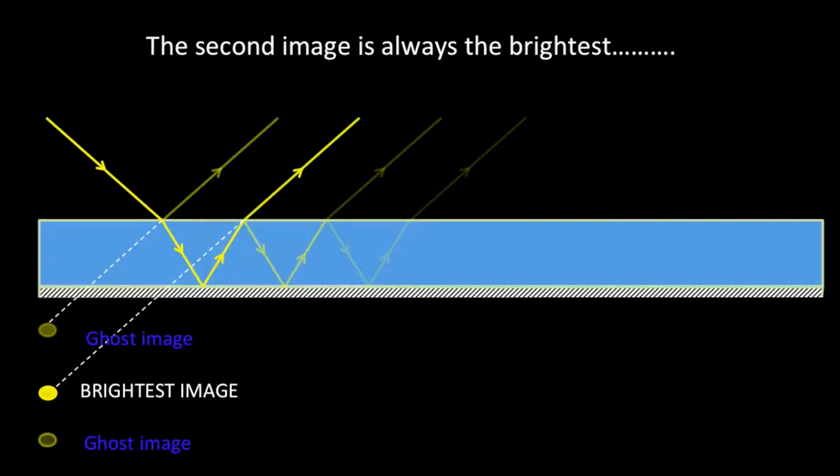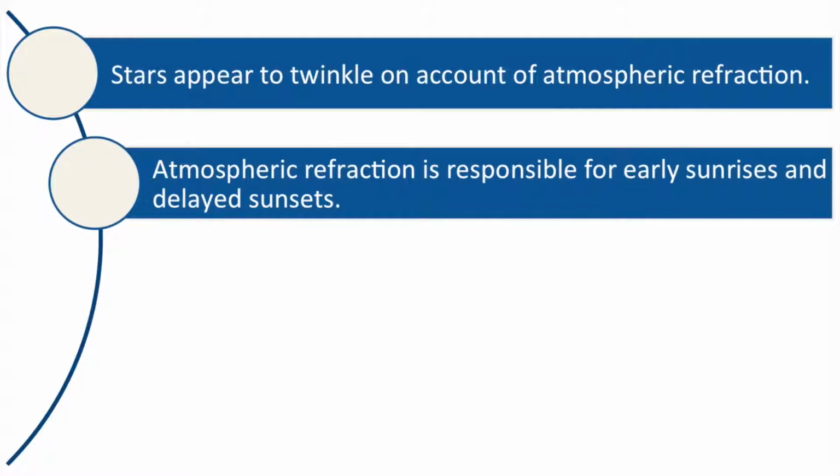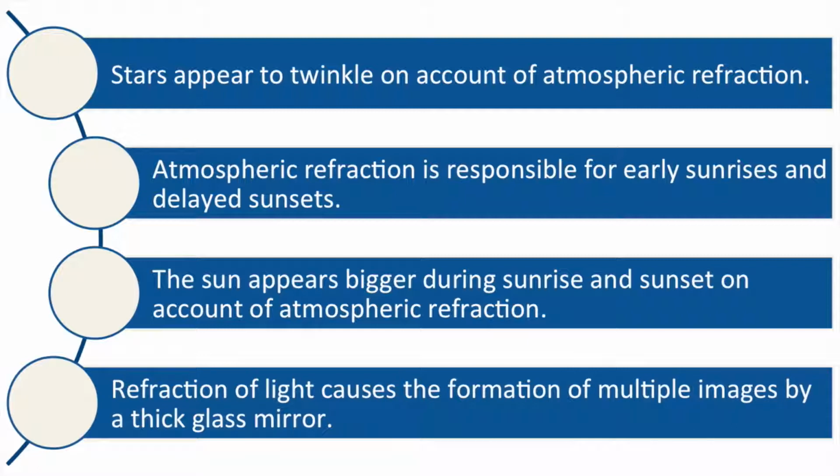And now, the summary of this video. Stars appear to twinkle on account of atmospheric refraction. Atmospheric refraction is responsible for early sunrises and delayed sunsets. The sun appears bigger during sunrise and sunset on account of atmospheric refraction. Refraction of light causes the formation of multiple images by a thick glass mirror.